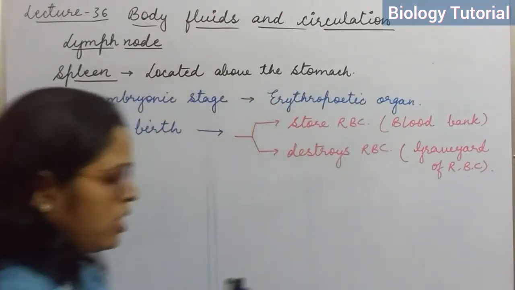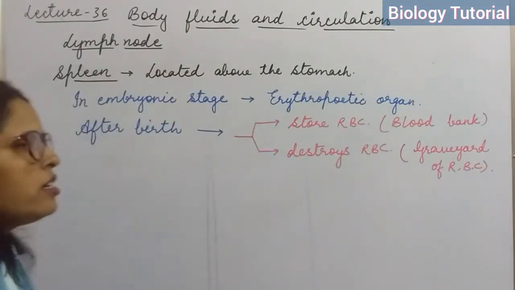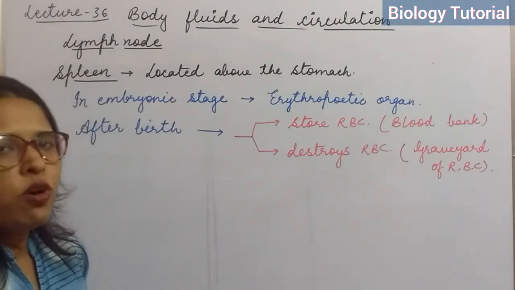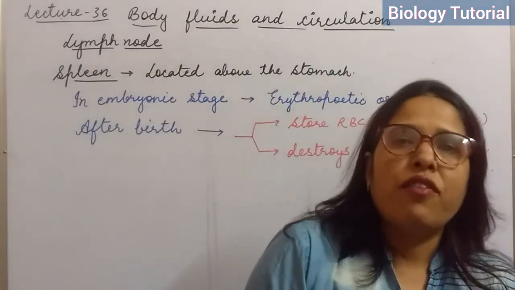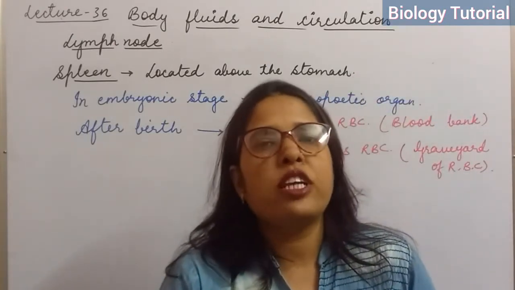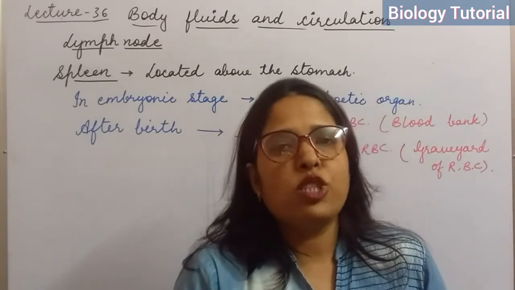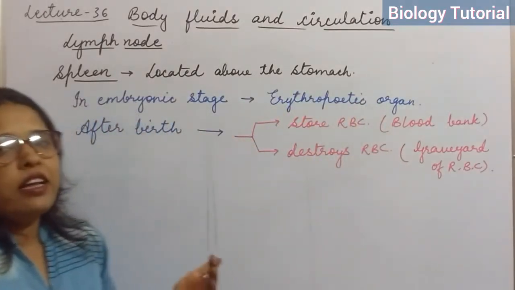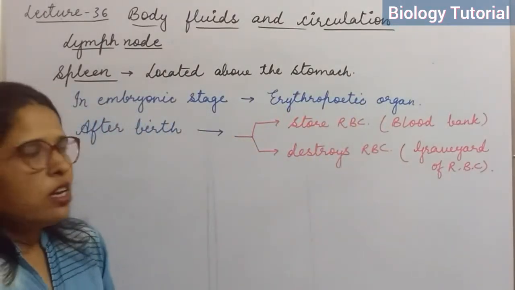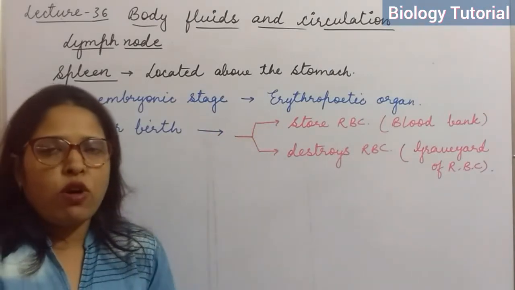Clear? क्लियर? ये चीज हमें अच्छे से ध्यान में रखना है. एम्ब्रियोनिक स्टेज में स्प्लीन एरिथ्रोपोइटिक ऑर्गन की तरह बिहेव करता है. It means it is going to produce the RBCs, and after birth the production of RBC takes place in the bone marrow, and the spleen acts as the storehouse of RBCs and graveyard of RBCs. Clear? It is also called the blood bank of the body.